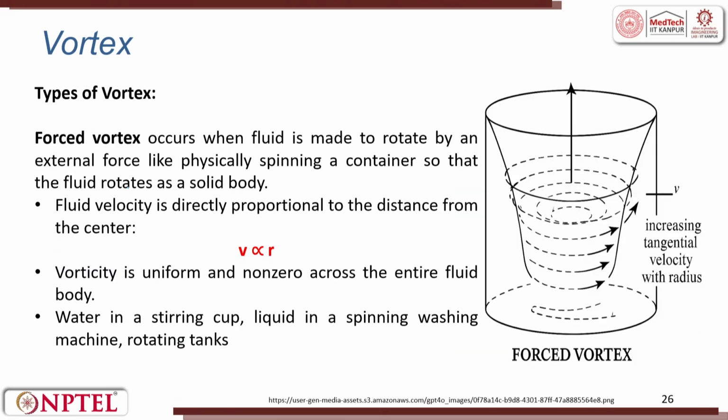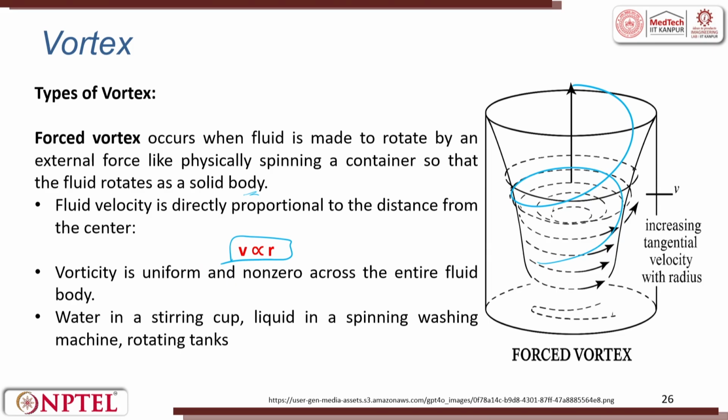So, a forced vortex occurs when a fluid is made to rotate. You create a spiral or you try to rotate the object, so it creates a vortex. It occurs when the fluid is made to rotate by an external force like physically spinning a container, so that the fluid rotates as a solid body. So, here V is directly proportional to R.